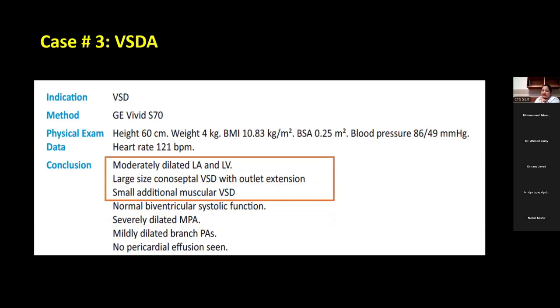So here again, we receive a patient who has a large conoseptal VSD, but again here you can see the weight is 4 kg. So it makes you a little alert, like 4 kg.